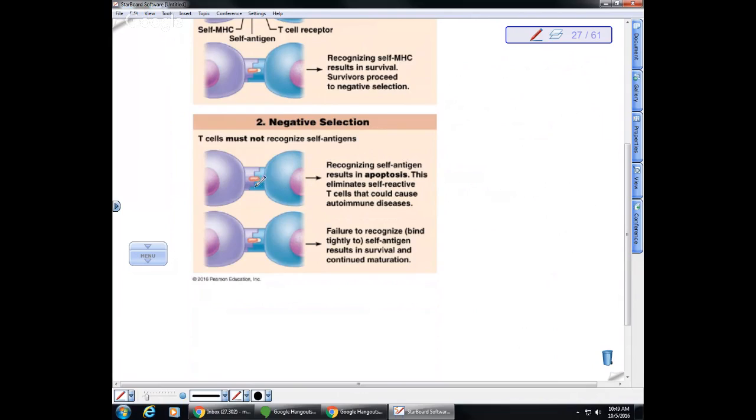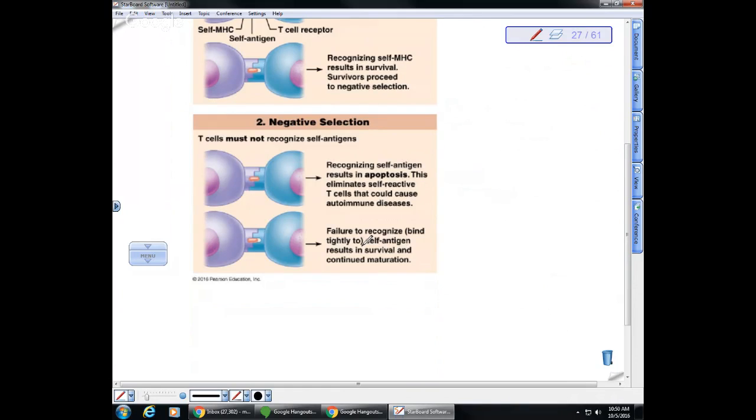So this T cell, because it is locking onto there, is the one that undergoes apoptosis and must die. This is the one that doesn't recognize normal self-antigens, and so it survives and continues its maturation. So it's kind of like going to school, right? They're weeding out the T cells that could possibly cause problems for the body. Does that make sense to everybody?